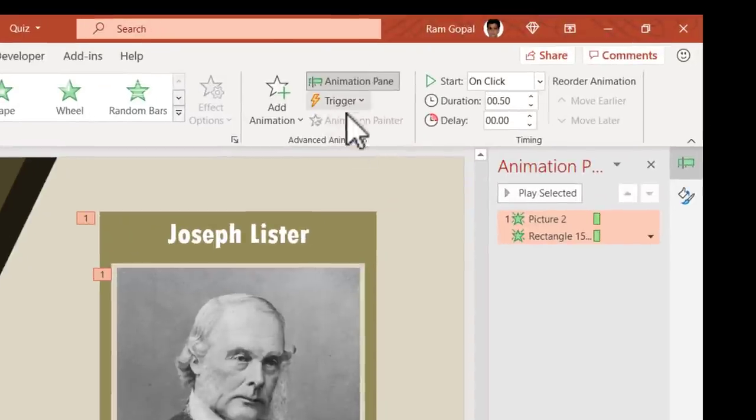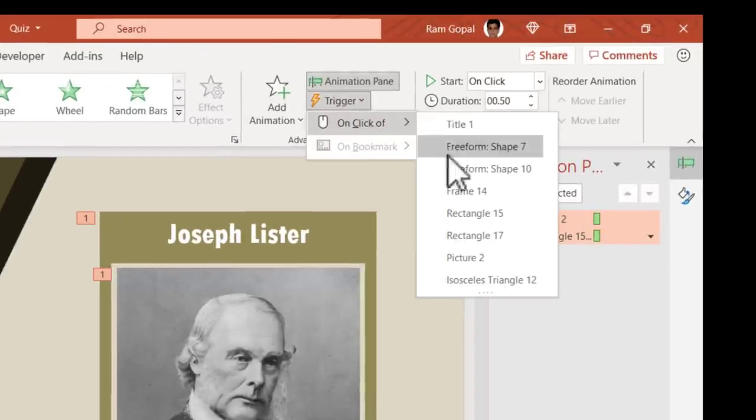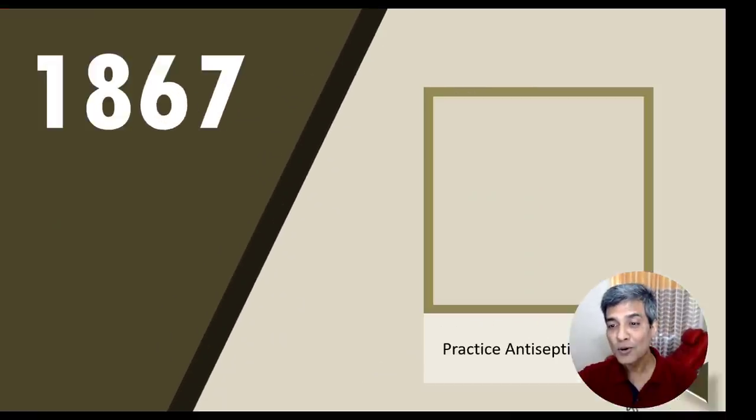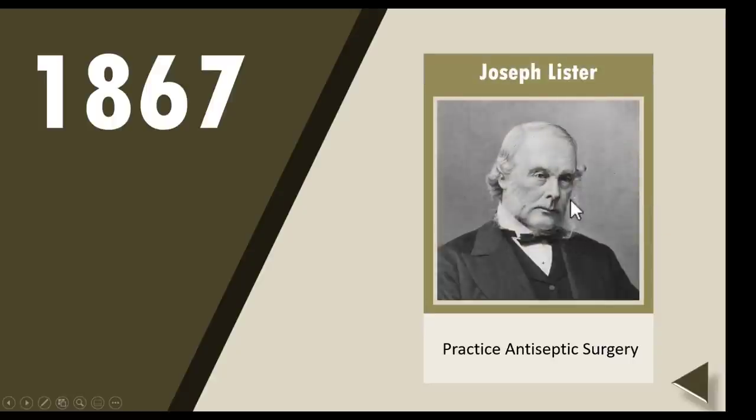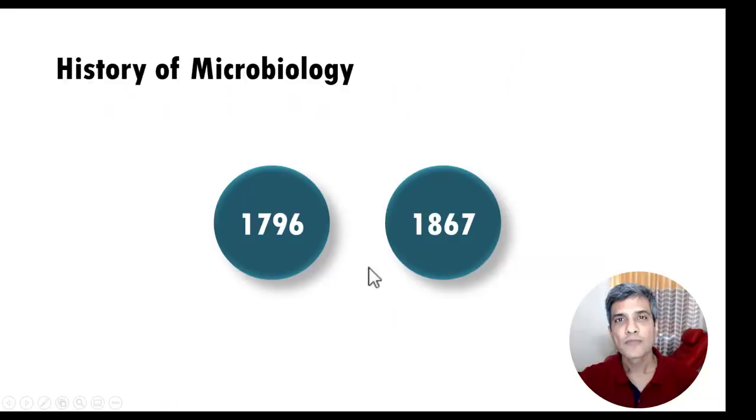So let us go to trigger after selecting these two animation events and then go to on click of. Once again, I'm going to use the same frame. So when I go to slideshow, the discovery is shown here. I can ask the student to name the scientist who made the discovery. And then I can verify the answer by clicking on the frame where the photo and the name of the scientist is shown. So we have done the setup, but then there is one other thing I want to do.